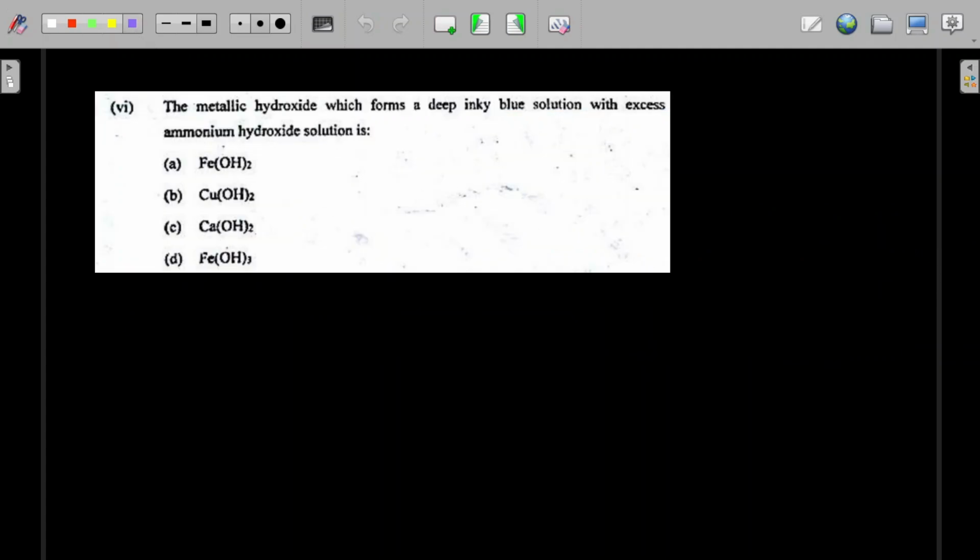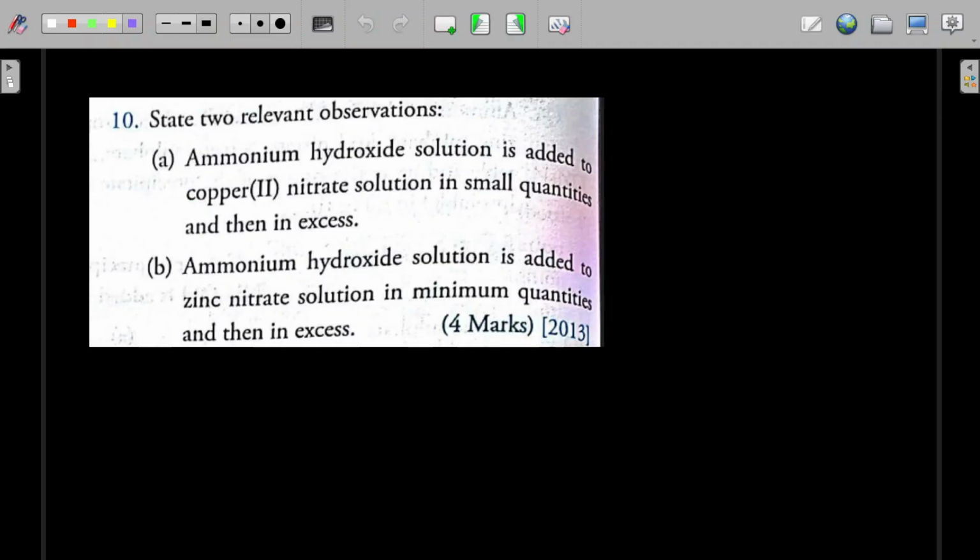Okay. This one. Chanvi, can you tell me the answer for this? Metallic hydroxide which forms a deep inky blue solution with excess of ammonium hydroxide. So it's CuOH, what is that? Right. Copper hydroxide, right? Okay. Already they have given you hydroxide. These are all precipitates. Now you are adding excess of ammonium hydroxide to these. Okay. State two relevant observations. Ammonium hydroxide solution is added to copper 2 nitrate solution in small quantities and in excess. Okay. Vanishika, tell me.